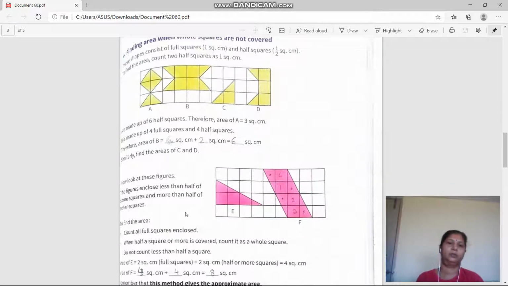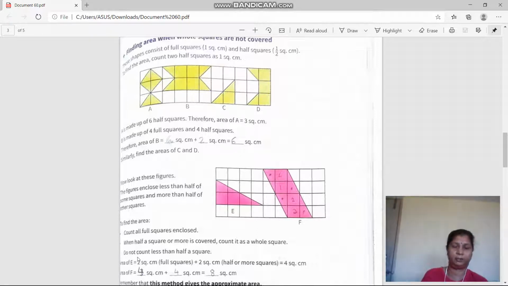Now see this. We have to calculate this area. So before this, let us read here. Now look at these figures. The figure encloses less than half of some squares and more than half of other squares. So how will you calculate it? Because we have just learned that a full square means 1 square centimeter and a half square means half a square centimeter. But if the figure encloses less than half or more than half, how will you count it? So there are some rules.